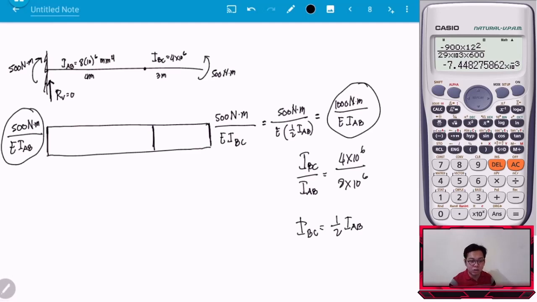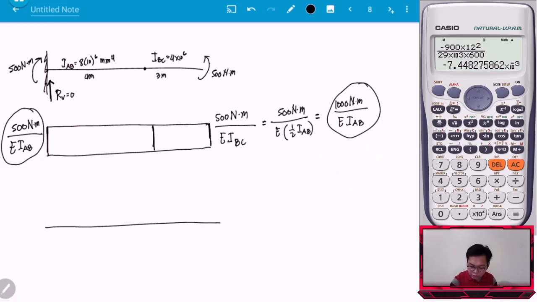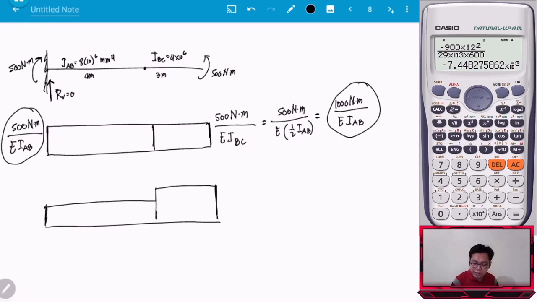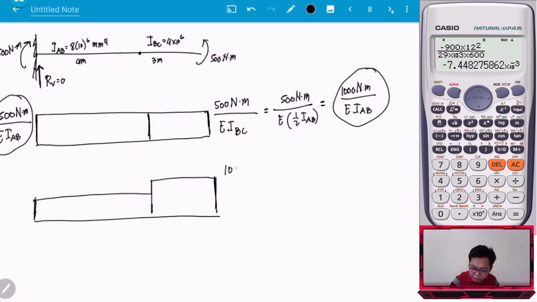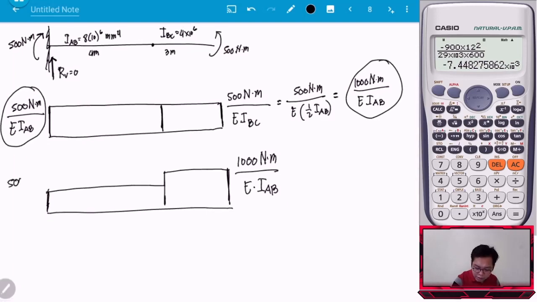Now, it's a bit ugly because although the value is now the same, notice that our graph has something wrong, because they should no longer be equal. So, I will just change it. So, our graph now looks like this. This one is smaller compared to the other one. Right? Because this is now 1,000 Newton meter over IAB, and this is now 500 Newton meter over IAB. So, with that, guys, you can now solve. Okay, we can now combine this. So, we can proceed to the next step, because we now have the M over EI diagram.